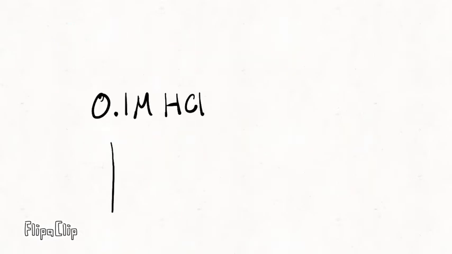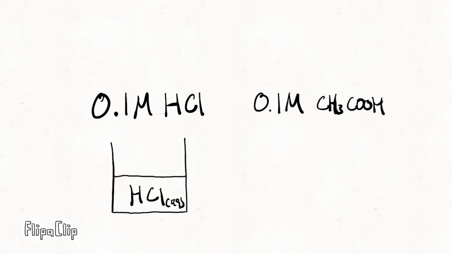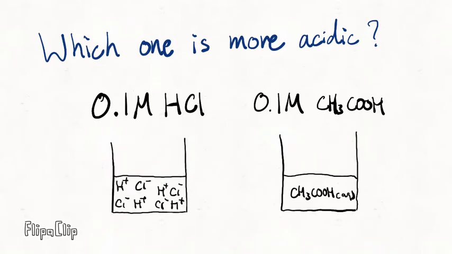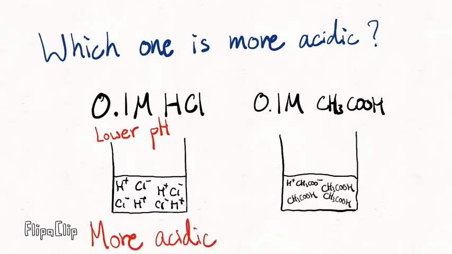To answer the question at the beginning, 0.1 M hydrochloric acid and 0.1 M ethanoic acid, which one is more acidic? Although they have the same concentration, hydrochloric acid is a strong acid while ethanoic acid is a weak acid. The concentration of hydrogen ion will be equal to 0.1 M in 0.1 M hydrochloric acid, while the concentration of hydrogen ion will be lower than 0.1 M in 0.1 M ethanoic acid. Therefore, the pH of 0.1 M hydrochloric acid is lower, and 0.1 M hydrochloric acid should be more acidic.